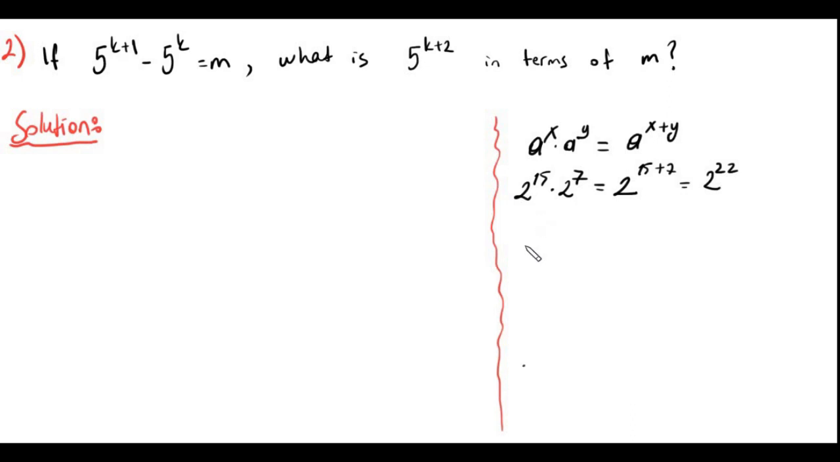Another example, when you multiply a number by 1, you get that number itself. So for example, 1 times x is going to be equal to x. Or you can write a as a times 1. When you multiply a number by 1, the result does not change.